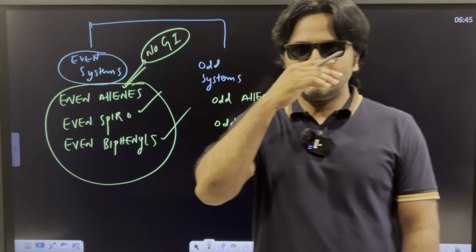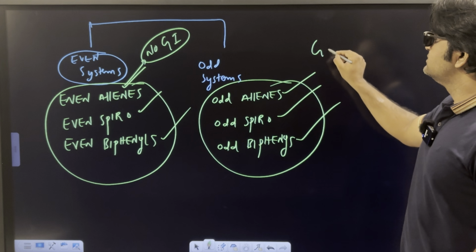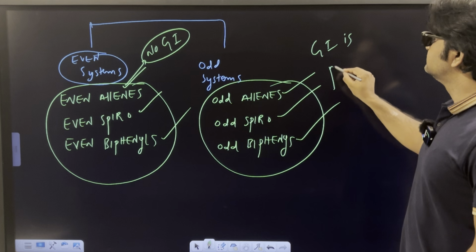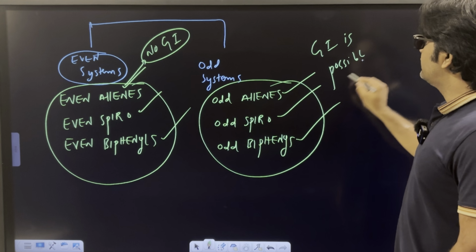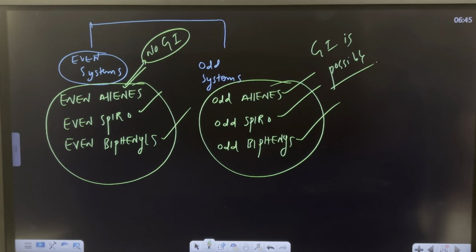Next, there is a chance for geometrical isomerism in odd allenes, odd spiro compounds, and odd biphenyls. GI is possible. This is the first important generalization statement. Now we have even systems and odd systems. In even systems, no geometrical isomerism, but in odd systems, we observe geometrical isomerism.